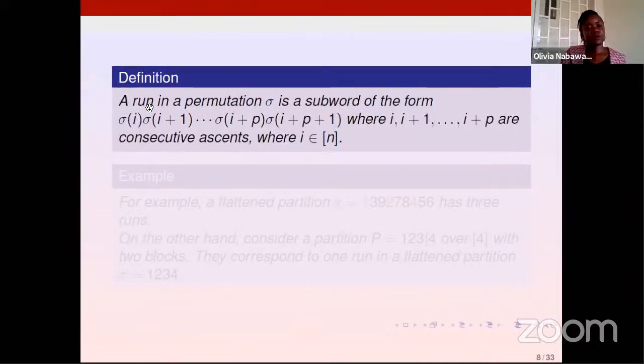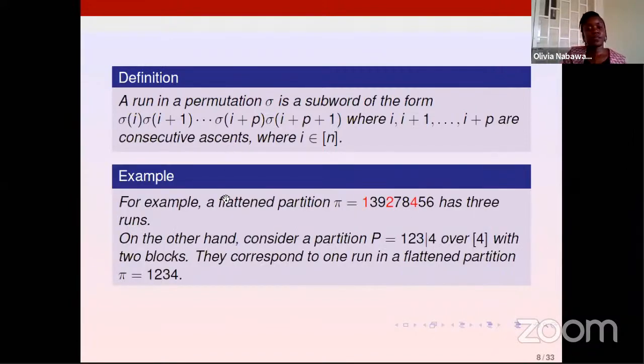Then I also need this definition of a run. A run in a permutation is a subword of this form where sigma i up to sigma i plus p are ascents in a permutation, and then sigma i plus p plus 1 is not an ascent, it's actually a descent. For example, if you consider a flattened partition pi given by this, we are having 3 runs, the first run being 1, 3, 9, the second 2, 7, 8, and the third run 4, 5, 6. When you look at the first run, 1 is an ascent, 3 is also an ascent, and 9 is not. So that is this form, sigma i up to sigma i plus p.